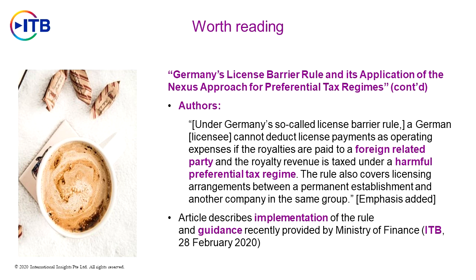The authors explain that under Germany's so-called License Barrier Rule, a German licensee cannot deduct license payments as operating expenses if the royalties are paid to a foreign-related party and the royalty revenue is taxed under a harmful preferential tax regime. The rule also covers licensing arrangements between a permanent establishment and another company in the same group. This article describes the implementation of the rule and the guidance which was recently provided by the Ministry of Finance.